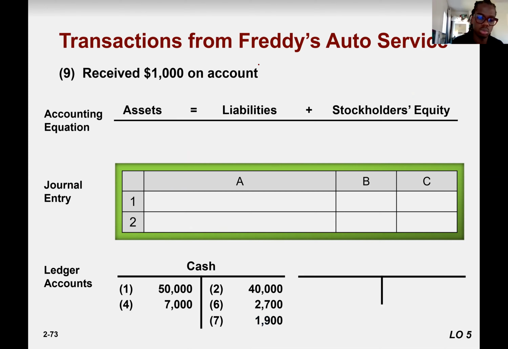Which two accounts are going to be hit by this 9th transaction? Received 10,000 on account. Pay very close attention. So which two accounts are going to be hit? Would it be assets? Yeah, assets, one of them. Name two accounts. Simple. Liability. How liability? Do we pay liability or do we receive liability? Received.